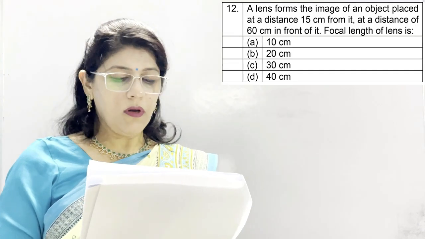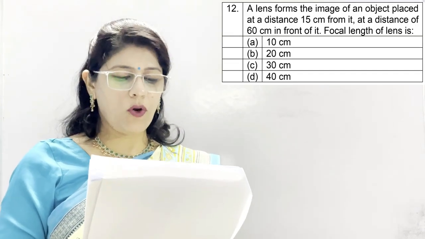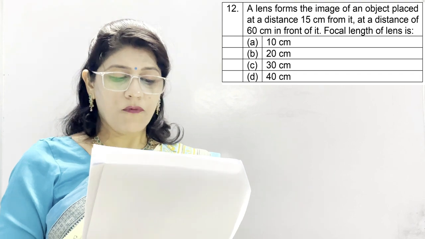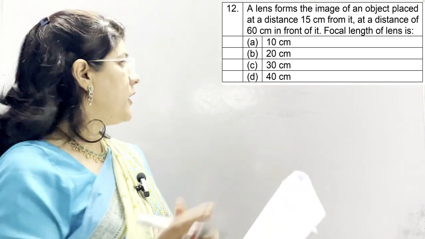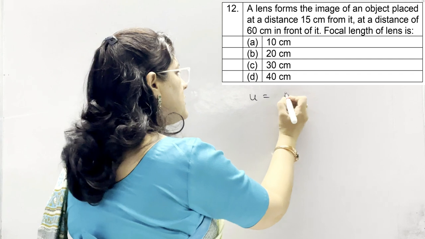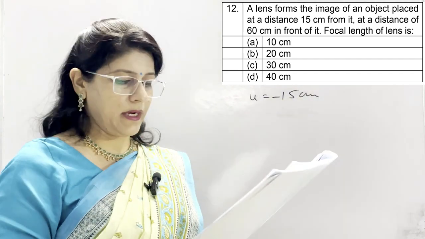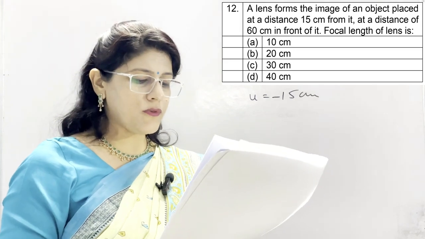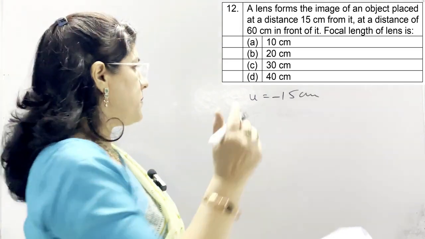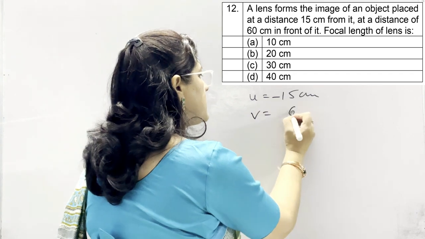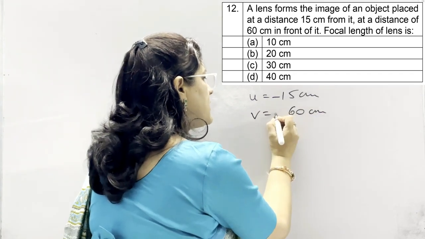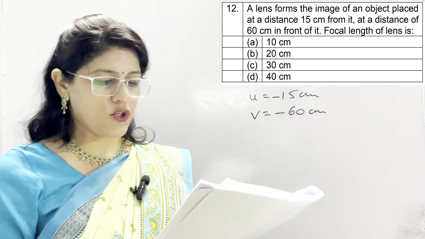In question number 12, a lens forms the image of an object placed at a distance 15 centimeter from it. It means distance of object is 15 centimeter. It is given in front, so we are putting minus sign here. At a distance of 60 centimeter in front of it. It means distance of image is 60 centimeter. Again it is given it is forming in front of it. So minus sign should be there.